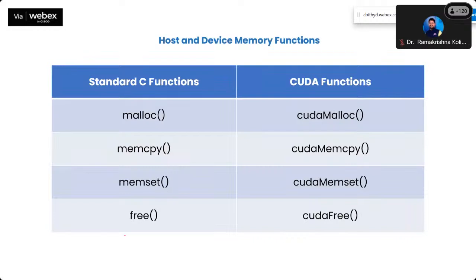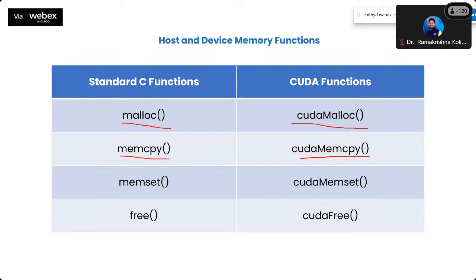Now, host and device function memory. You know that my entire compute server has two things: CPU means host, device means GPU. So if I am going to allocate some space on the host machine, I have to use malloc. But if I want to allocate the space on the GPU device, then I have to use cudaMalloc. Similarly, I have to use memcpy, and here I have to use cudaMemcpy.